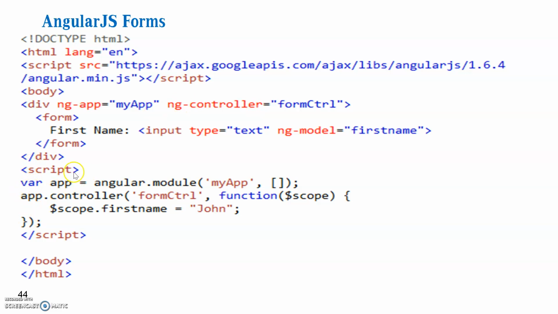So that script is here. As we have seen, the module is created, and then the controller, in controller formCtrl, this is the name of the controller, and the function $scope will maintain the data of this controller. This is the object which will be between the view and controller, $scope.firstName equal to John. So this will be written in this text box. So like this we can handle AngularJS forms.